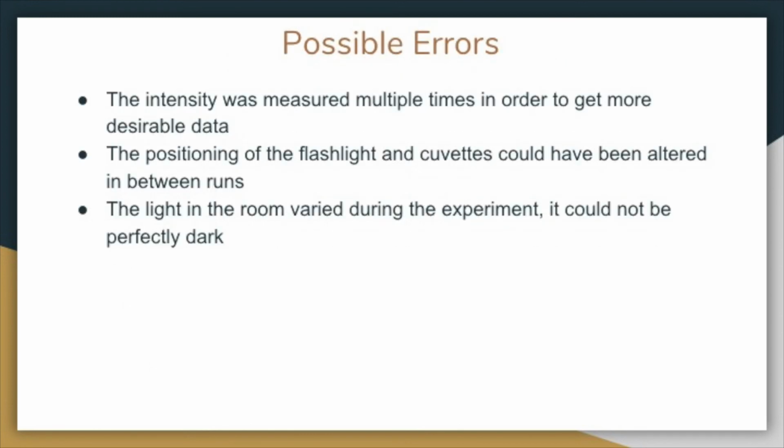For example, the intensity was measured multiple times in order to get more desirable data, and the positioning of the flashlight and cuvettes could have been altered in between runs. The light in the room varied during the experiment, so it could not be perfectly dark. This would cause other sources of light to interfere with the reading of the spectrophotometer, giving slightly altered intensities.